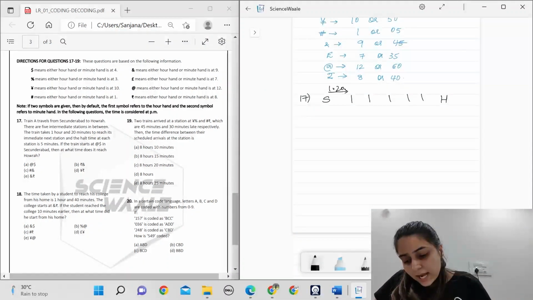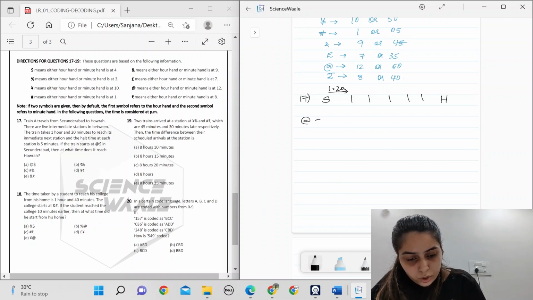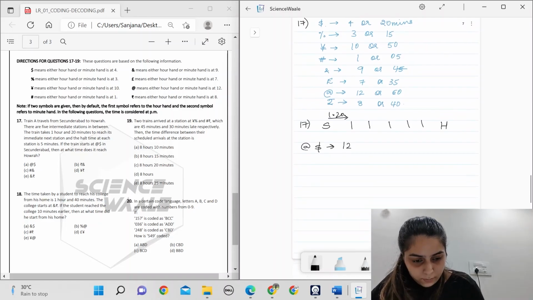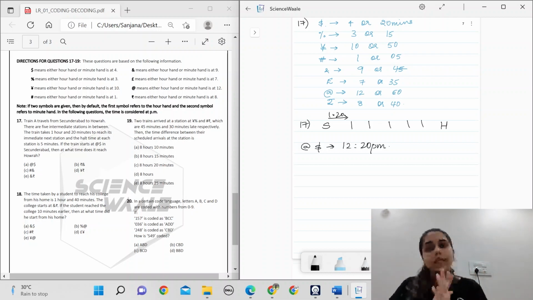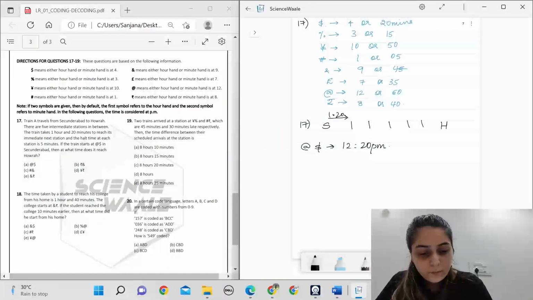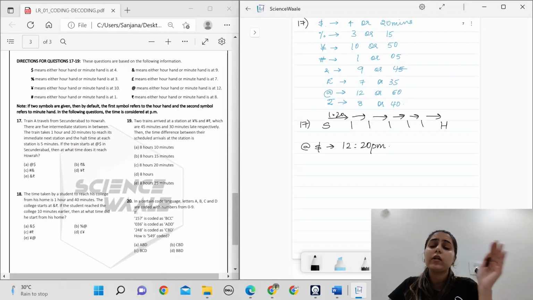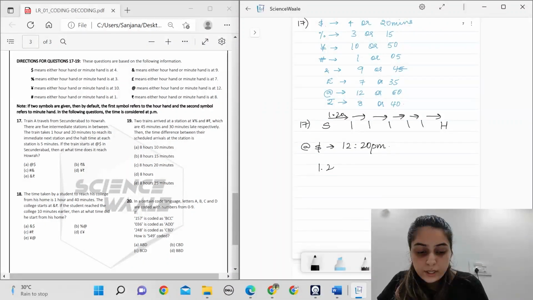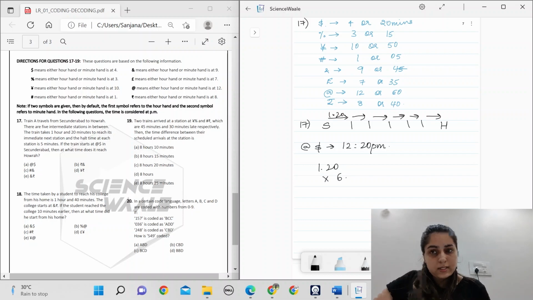They have given us that the train starts at the date and dollar, which means 12 and 20 minutes. So it starts at 12:20 p.m. from Secunderabad. Now what they have asked is at what time will it reach Howrah? If it takes 1 hour 20 minutes between every immediate station, it's 1, 2, 3, 4, 5, 6. So it will take 1 hour 20 minutes, 6 times.